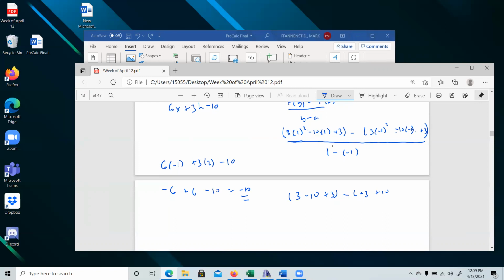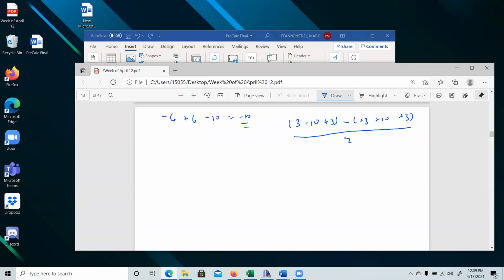So negative 10 times negative 1, and then plus 3. Okay, and this is over 2. So let's see what we have. We have 3 minus 10 plus 3 minus 3 minus 10 minus 3 all over 2. So again, some stuff cancels.